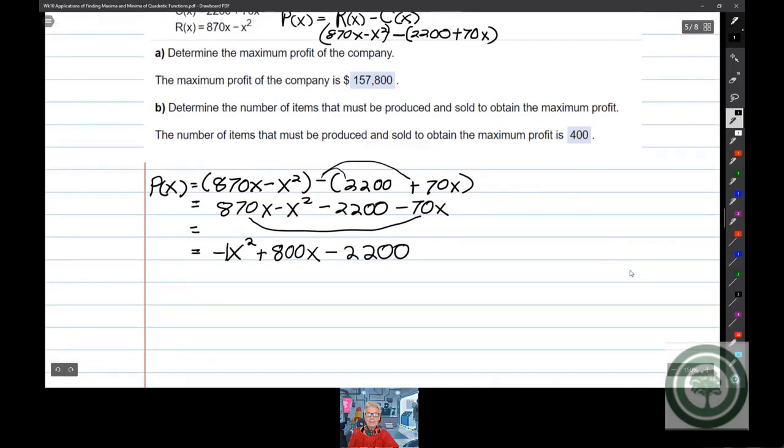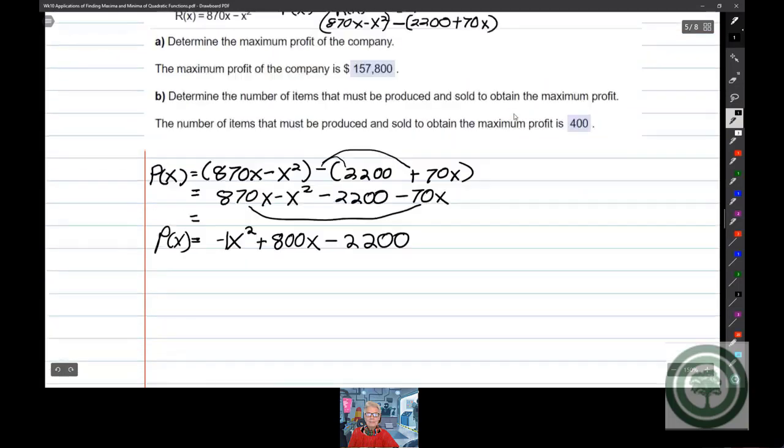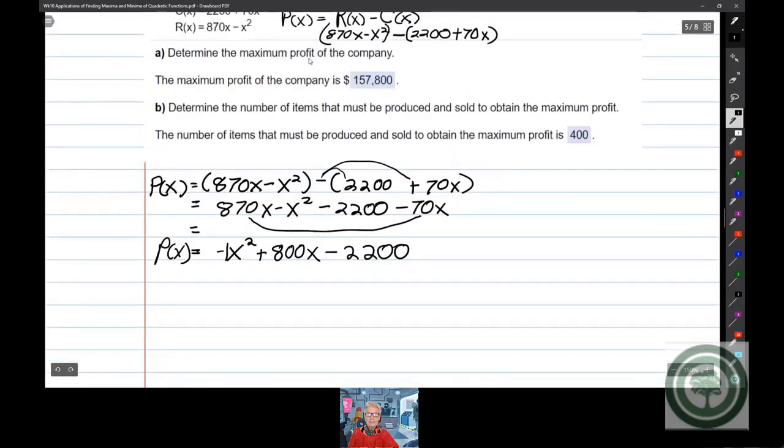Now that we have the profit function, if we're determining the maximum profit, then we must have a negative first term on our profit. Yes, because if we graph it, we will have an inverted parabola, a cup down parabola, and the vertex will give us our maximum. So first we need to know h, and then we can find k.